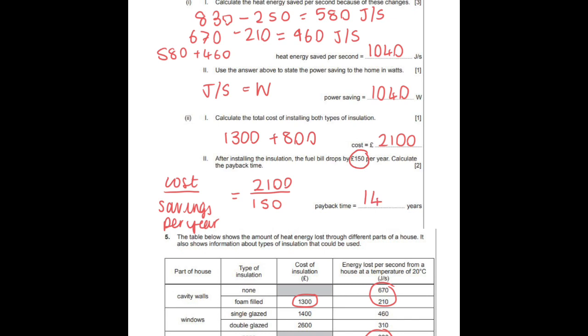And what that means is that in 14 years, you would have saved enough money from installing the insulation that you've paid back the installation fee of £2,100. So that is the end of the exam question. Please self-mark your own work or write in the answers and let me know if you have any problems.